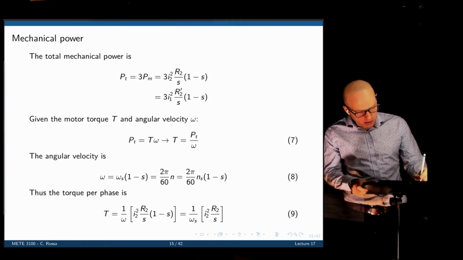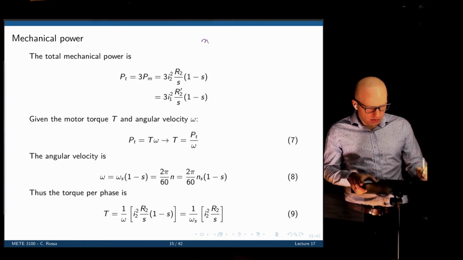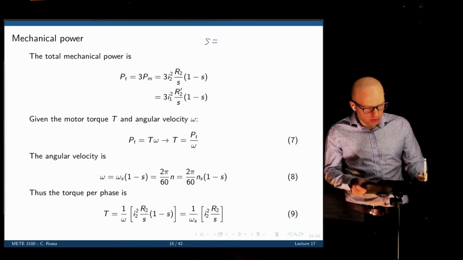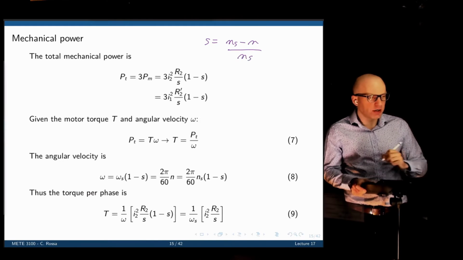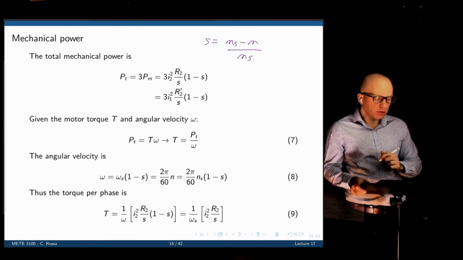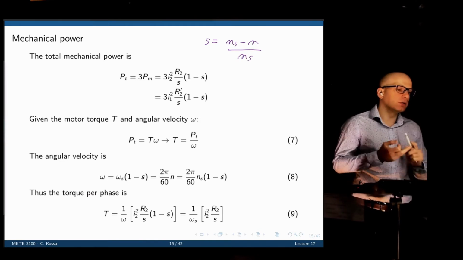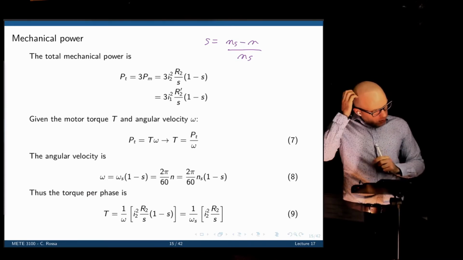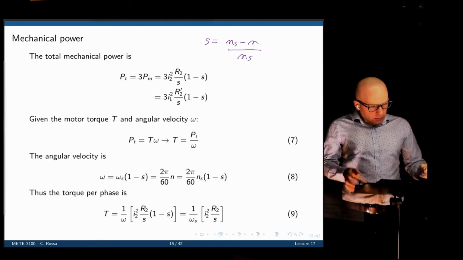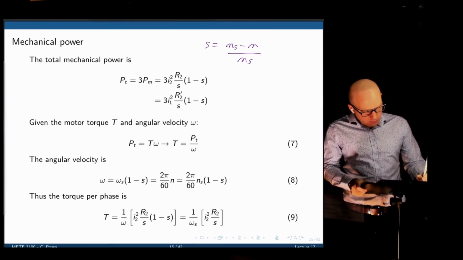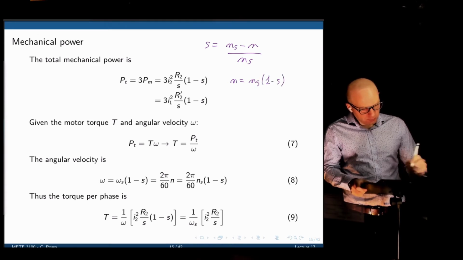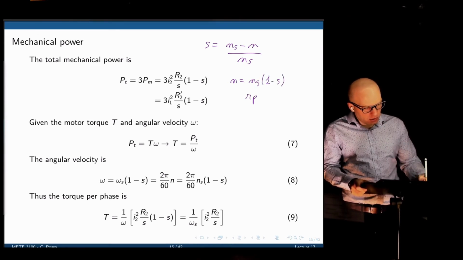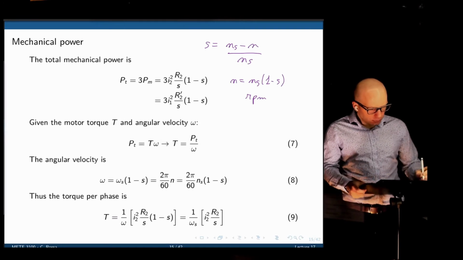From the equation we had before, the slip factor was the synchronous speed minus the motor speed, divided by the synchronous speed. We can do the same and isolate for n, and n would be, if you do the calculations here, the synchronous speed times 1 minus s. This is in RPM as we defined before.